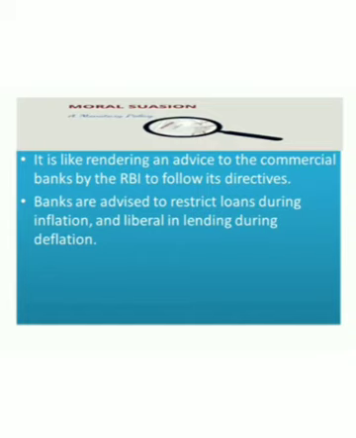Moral suasion is like rendering advice to the commercial banks by the RBI to follow its directives. The banks are advised to restrict the loans during inflation and liberalize the loans during deflation, so that inflation and deflation can be controlled in the economy.